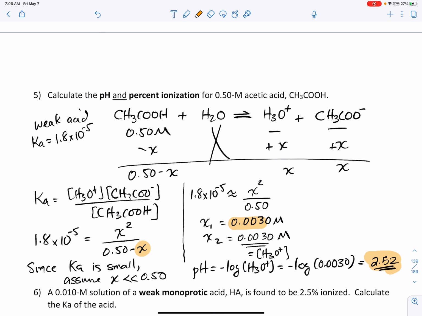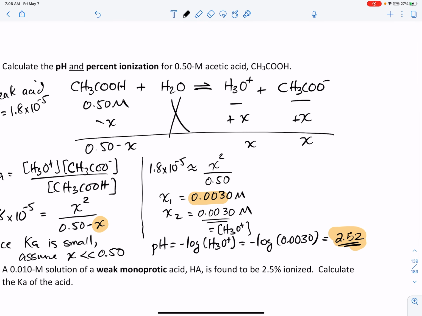We were also asked to find the percent ionization. Okay, so we look back at the acid in the ice table. Its initial concentration was 0.5. The amount that ionized, the amount that it lost, was X. So to figure out the percent ionization, we simply take the amount that ionized, the X value, and divide that by the starting concentration and times by 100.